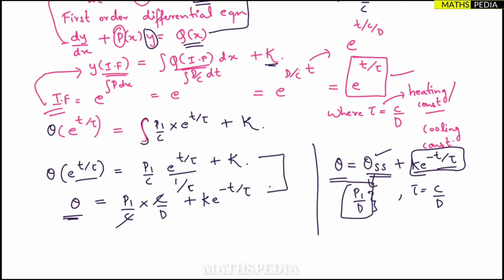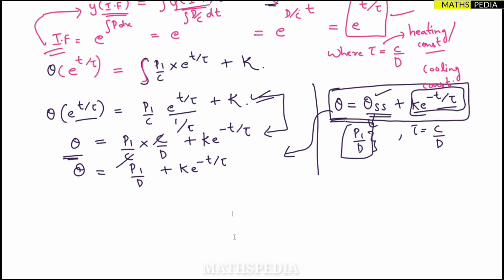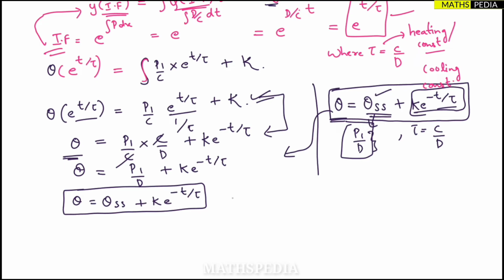Now each and every step no need to explain, from this directly you can write this step. So the final answer will be theta is equal to P1 by D plus k e power minus t by tau. Okay, so this thing you remember, this is the final expression you have to obtain. So in derivation you already know the answer, you have to just derive and show. So P1 by D I can just write it as theta is equal to theta ss plus k e power minus t by tau. This is my final equation, where theta ss is equal to P1 by D.